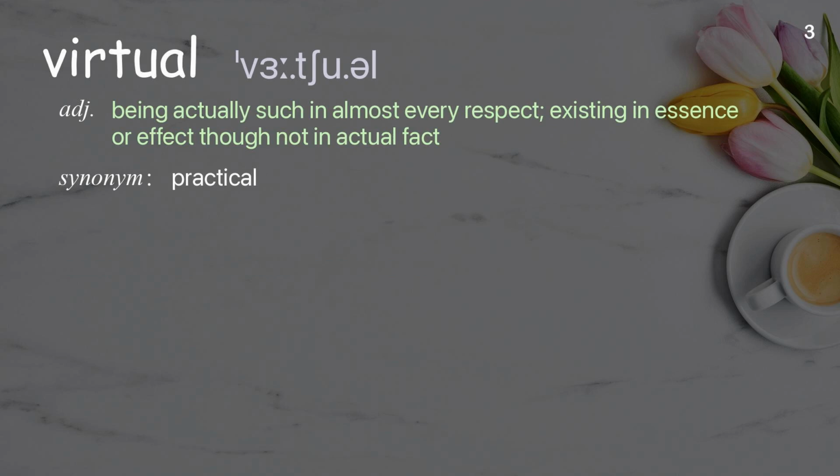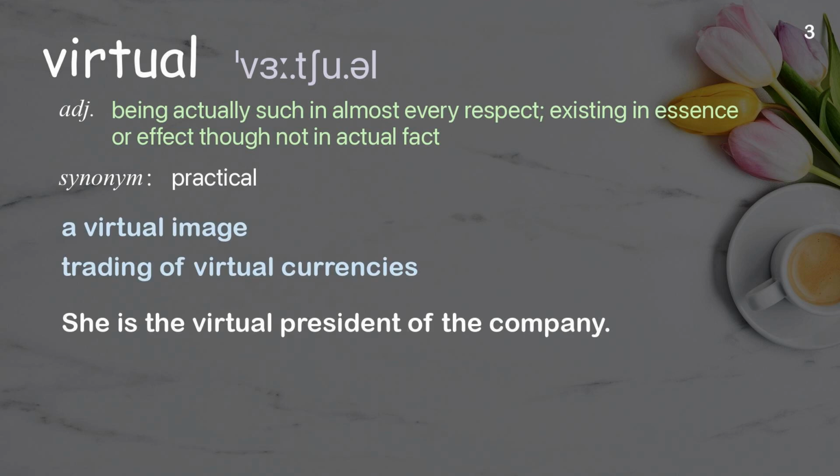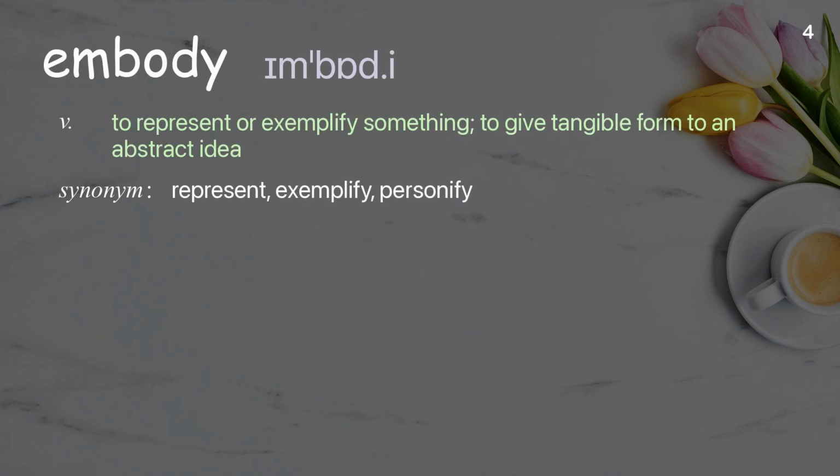Atmosphere. The mass of air that surrounds the earth, the pervading tone or mood of a place, situation, or creative work. Examples: Carbon dioxide in the atmosphere. A convivial atmosphere. The spaceship began to burn up as it approached the Earth's atmosphere.